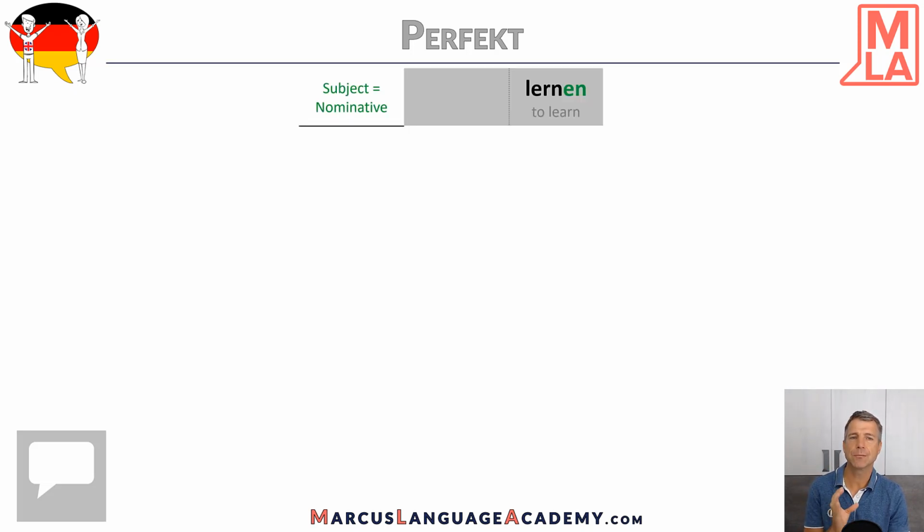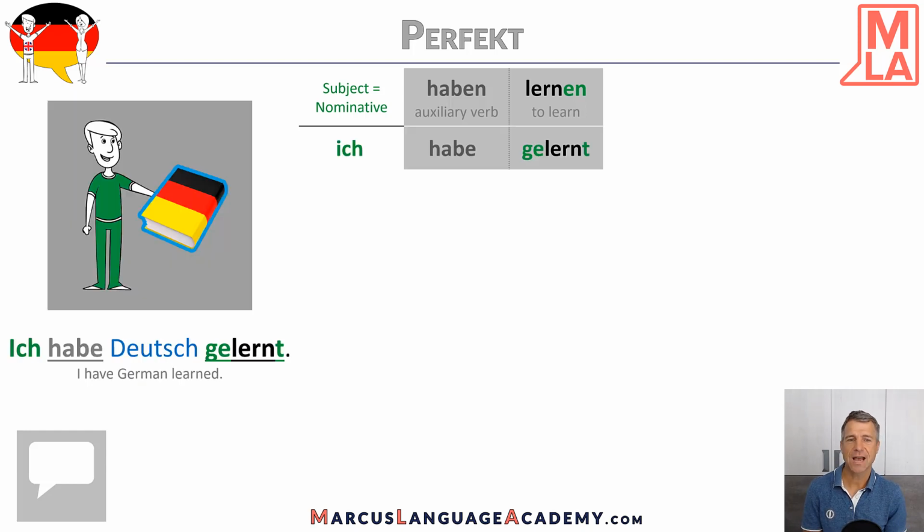So let's see an example of a regular verb, lernen. Here for perfect we need to add an auxiliary verb, haben. So let's see an example. Ich habe Deutsch gelernt. I have German learned. So it's literally, okay? You see it's a different structure. In English it would be I have learned German, but in German we actually say ich habe Deutsch gelernt.